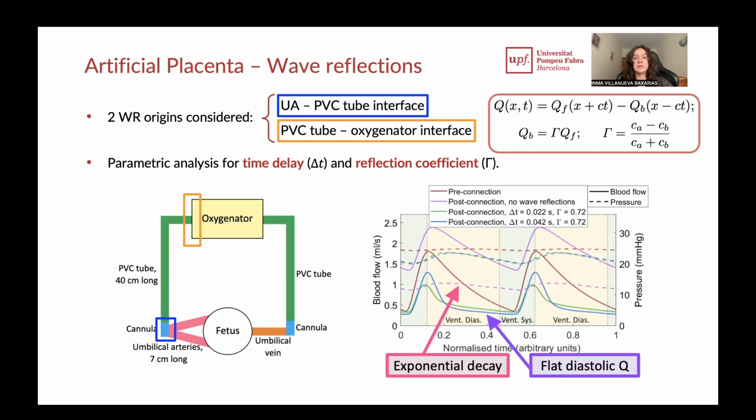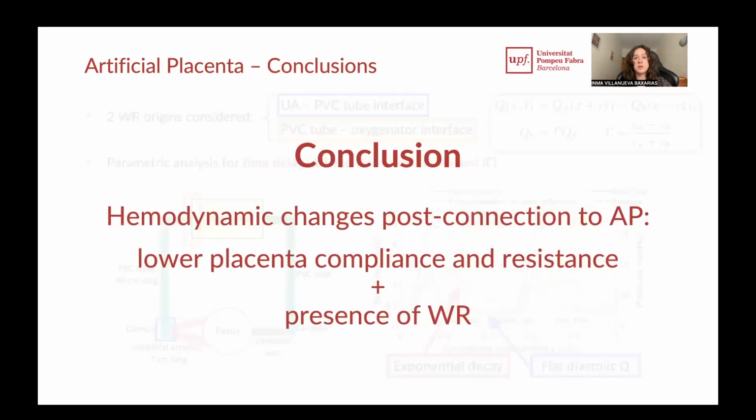The results showed that only when adding wave reflections, similar patterns to the in vivo experiments with a flat diastolic flow were obtained. Thus, it can be concluded that hemodynamic changes may be produced by the lower resistance and compliance of the artificial placenta, and also the presence of wave reflections caused by the impedance mismatch between its components.